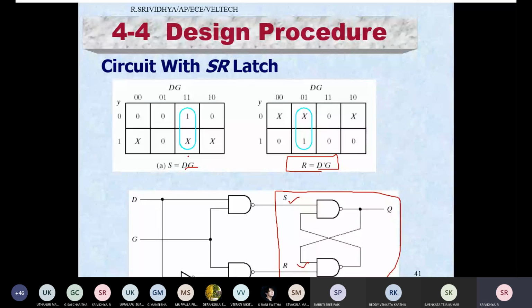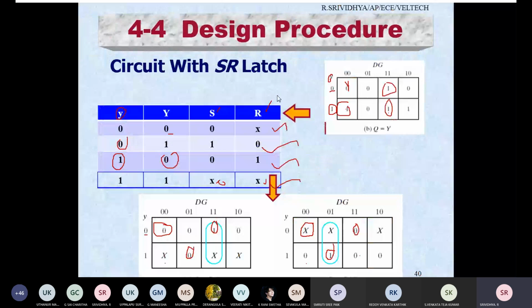Did you all understand? This is your last and final step. This is actually one subtopic, SR design with latches. For that you have to recollect your latch excitation table and your output table. Then you have to correlate it for two maps. You have to jot down 0x, and then it will be 0x.